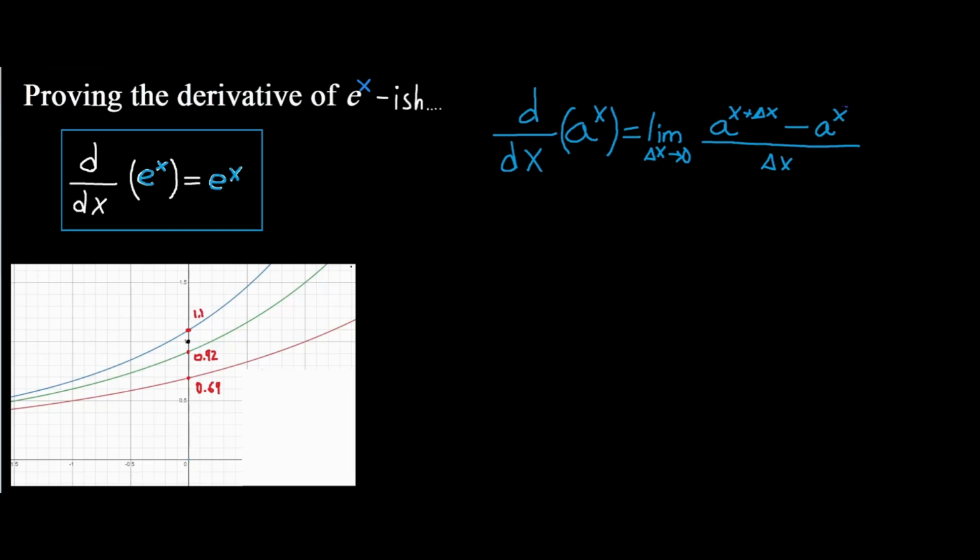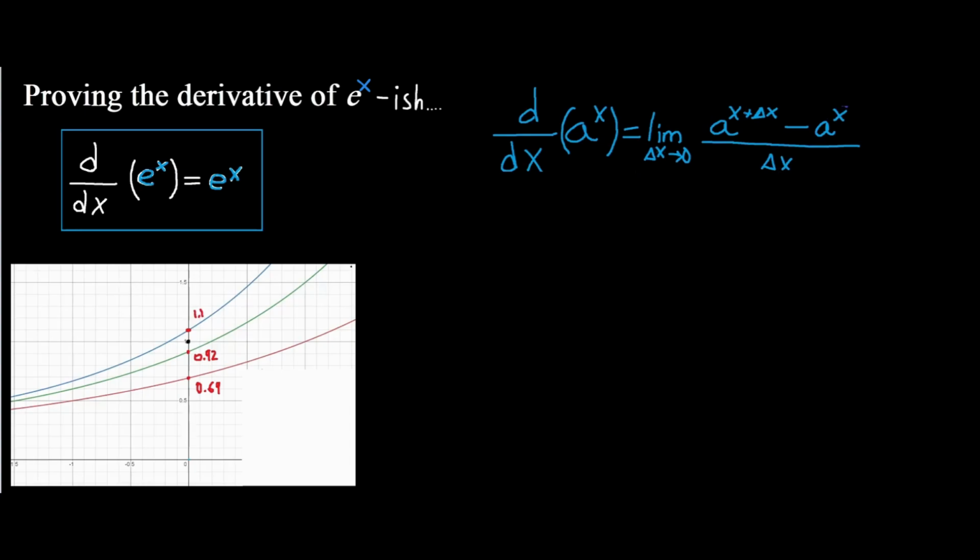Let me just restart here. The limit as delta x approaches 0 of a to the x plus delta x minus a to the x, over delta x. You might know, or hopefully should know, that a to the x plus delta x can be rewritten as a to the x times a to the delta x. That's important because we're going to factor out a to the x, since I have an a to the x here and an a to the x here.